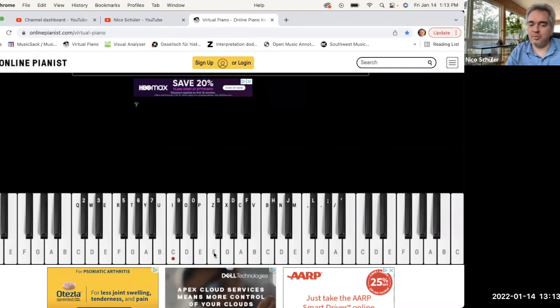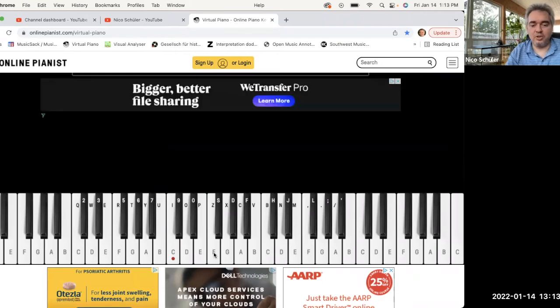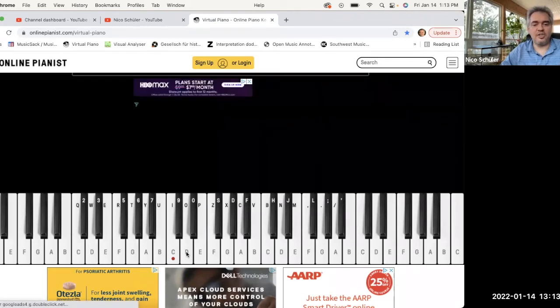It works the same with flatted keys. Let's say F major has 1 flat, B flat, in the key signature. If we want to find out what is the relative minor key of F major, we go down 3 letter names, F, E, D, and 3 half steps, F to E, E to E flat, and E flat to D. So in fact, D minor is the relative minor key of F major, and it has the same key signature as F major, which is 1 flat, B flat in the key signature.